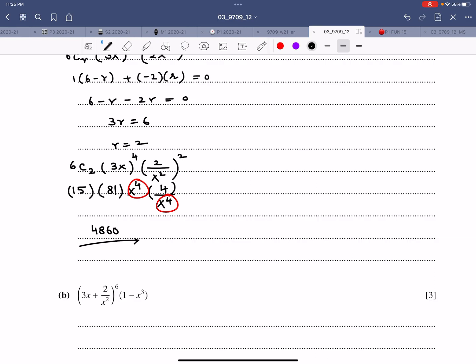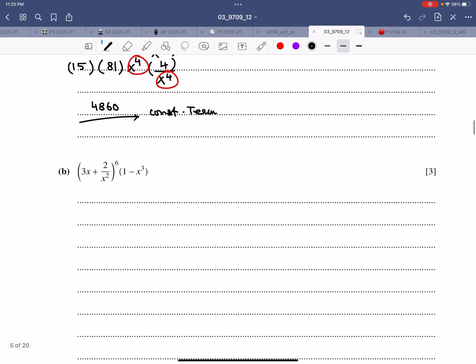That is the constant term. Another name is constant term. Now it says you also want independent of x over here. So therefore I have 4860. I should have something else also. Why? Because I have 1 minus x cube. So this thing should be multiplying. Let me highlight it. This thing should be multiplying with this constant term. And something over here should be multiplying with this term.